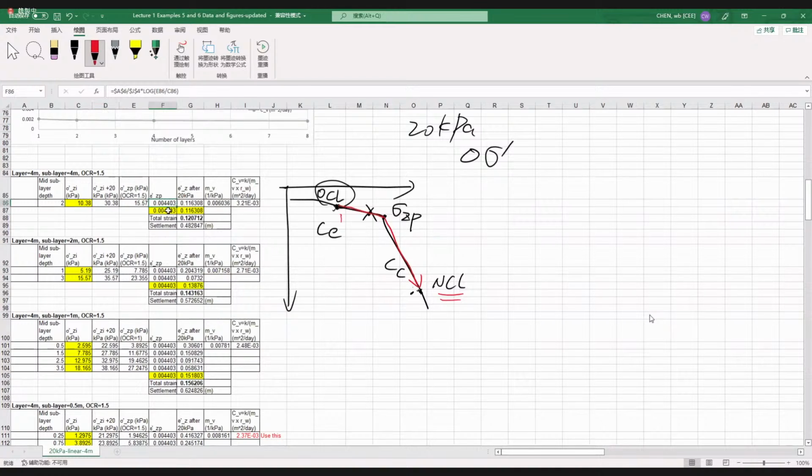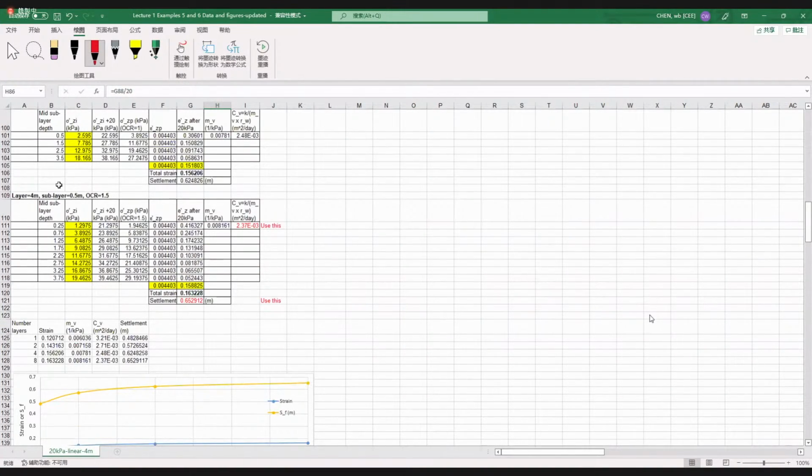So the calculation of the strain is a little bit more complicated than the OCR equal to 1 case. One by one, we get the total strain here, we get the MV again, because we know the effective stress change. Then we further get the CV. This is the process to calculate the S final.